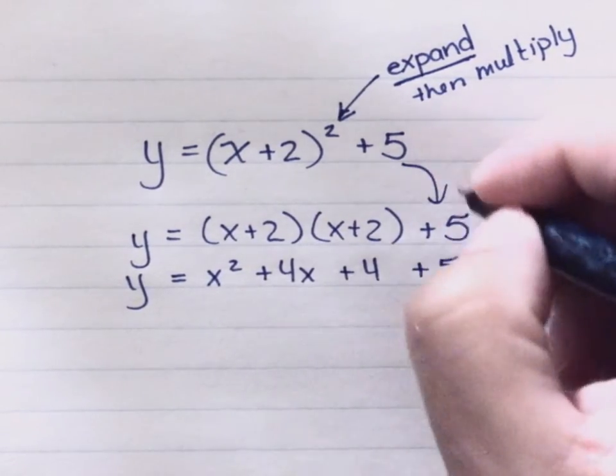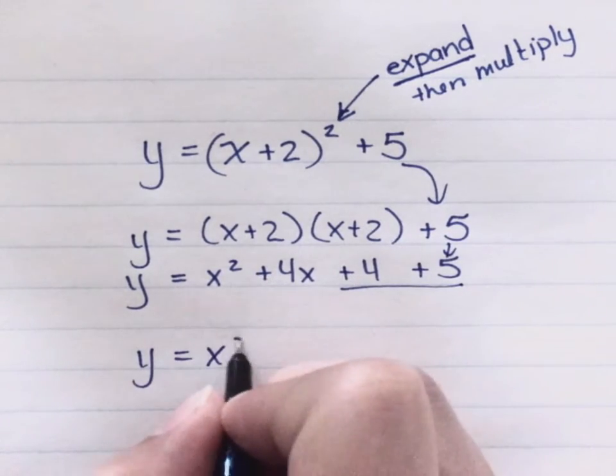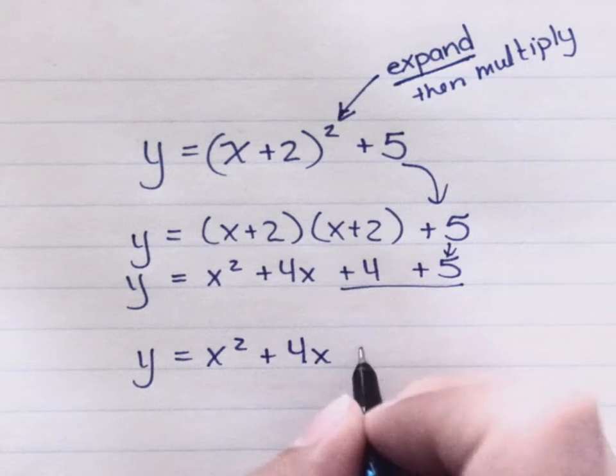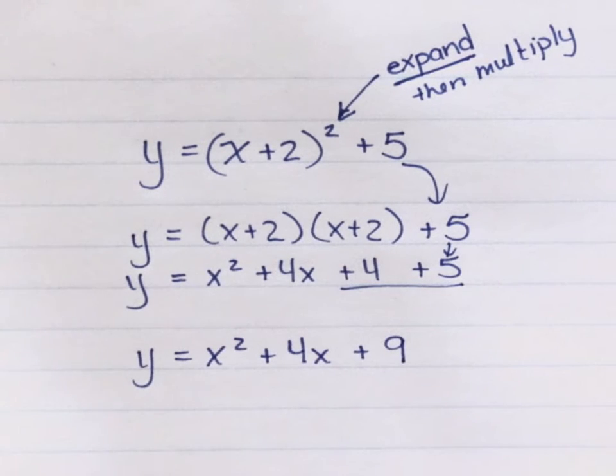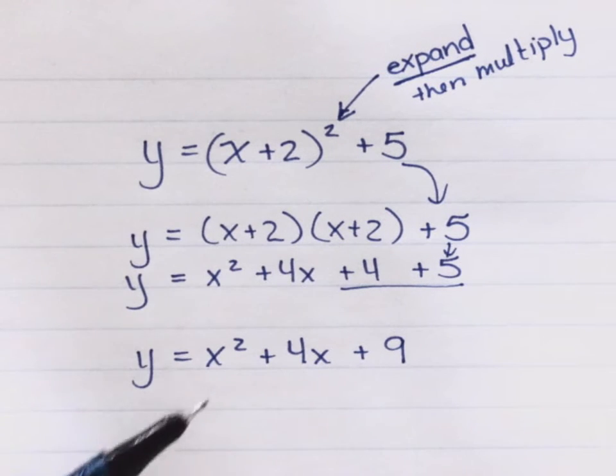And that 5 just keeps traveling down, and then we're going to combine those. So now this is in standard form. Okay, so if I asked you what are the x-intercepts and I gave you this, you have to get it into standard form before you can go ahead and factor it. Make sense? Kind of makes sense?